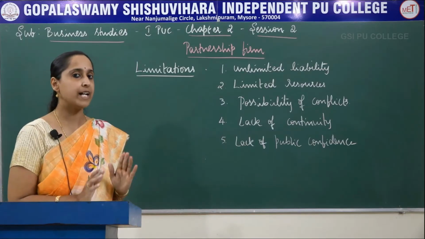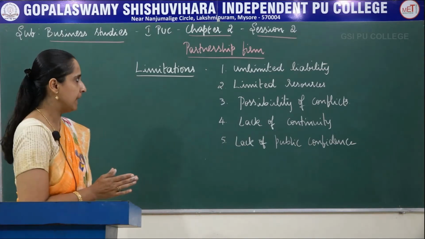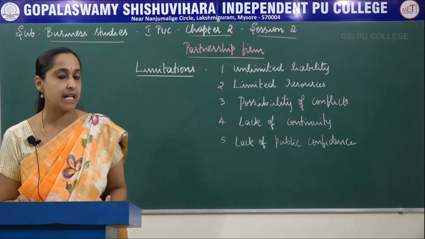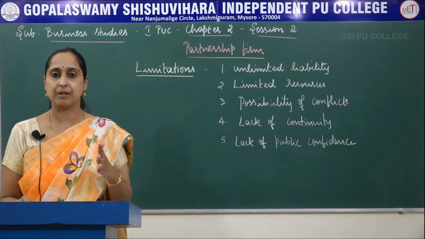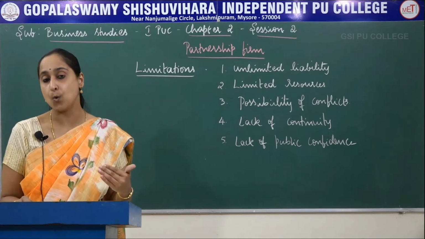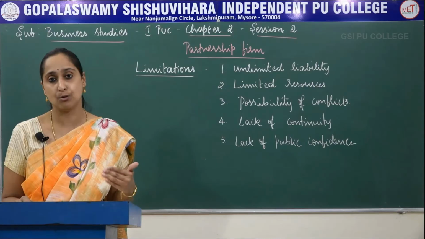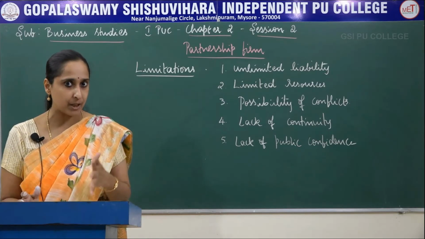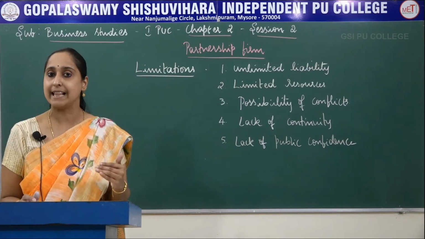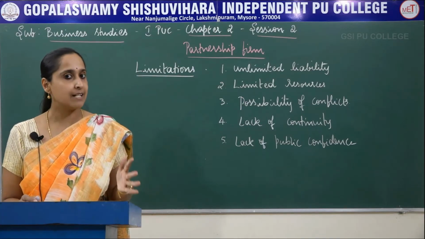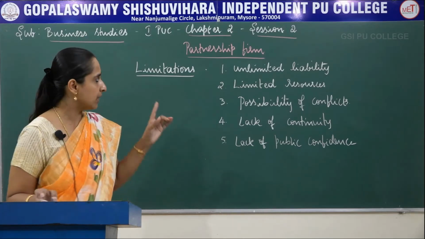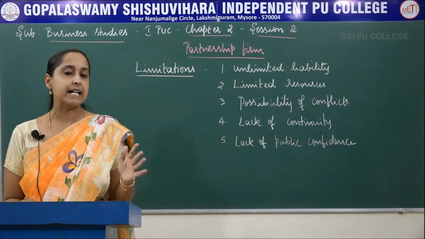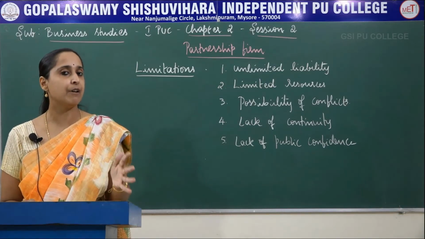Now let us see what are the disadvantages of partnership firm. First one is unlimited liability. Here all the partners' liability is unlimited. See, suppose if a business has taken any loan, if they have to repay that loan, sometimes if business assets are not sufficient to repay that loan, they have to sell their personal assets also. So that is unlimited liability. So that is the first disadvantage. Second is limited resource. Here there is a restriction on the number of partners.